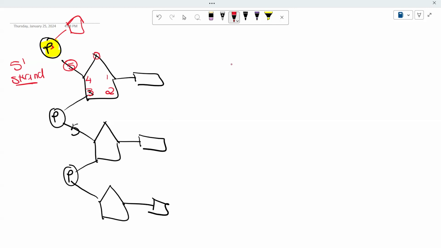Now the other strand is looking in the opposite direction. Now, how do we draw that? We did this in class. We'll go to carbon number 1.